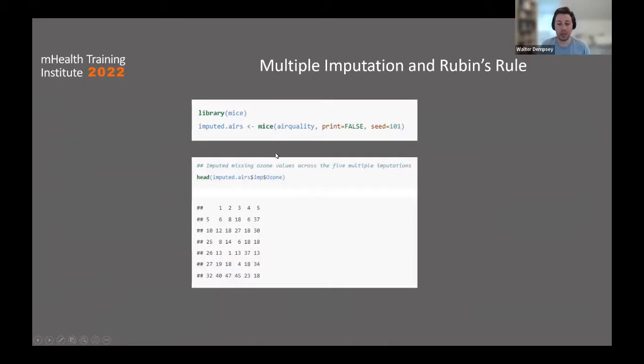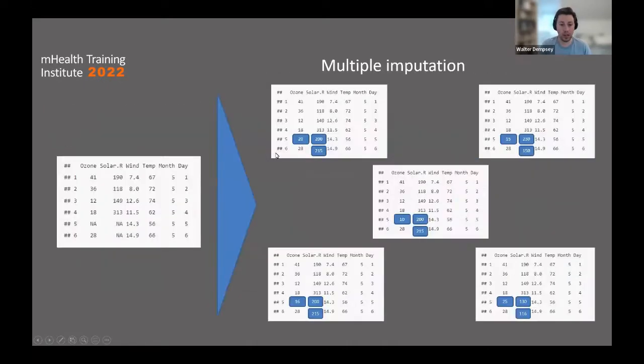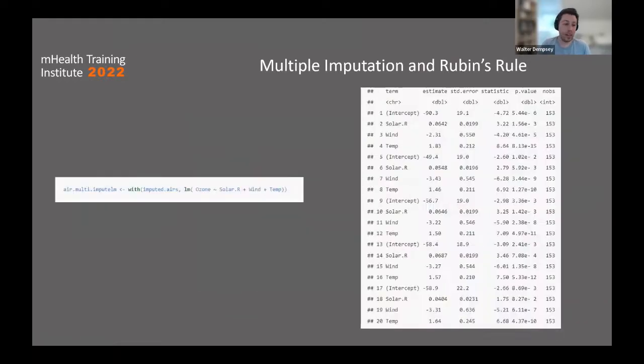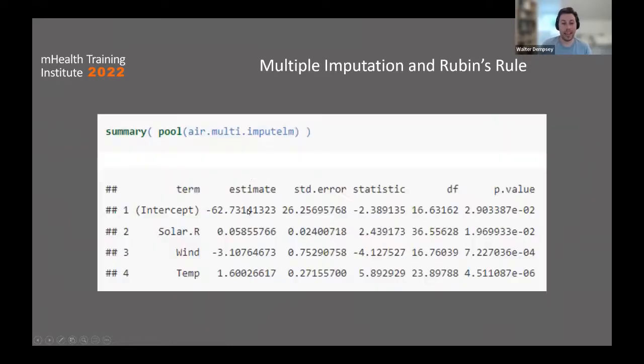If you did this with solar instead of ozone, you'd have different missing values, but you'd have the same overall thing. It's just going to tell you what those missing values are. Once I do this, I now have my complete data sets, and I can run my regression model with the imputed data, and it'll spit out all my 5 different models. And then I can just summary pool them together.